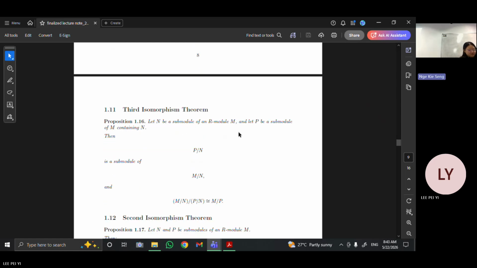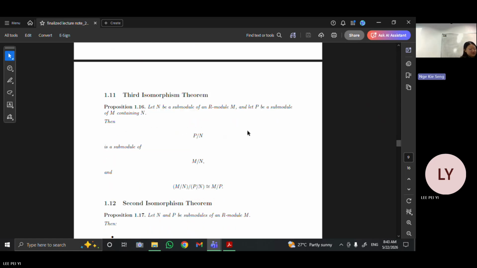So for the third isomorphism theorem, this theorem says that the quotient can be performed in stages. Instead of quotient by P immediately, we first quotient by N, and then quotient again by P mod N, and the final result is the same.